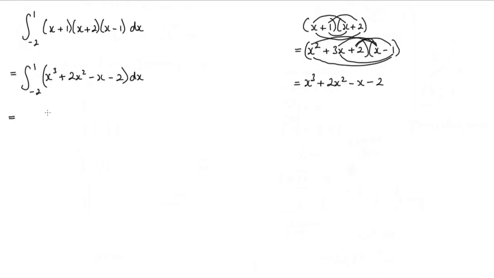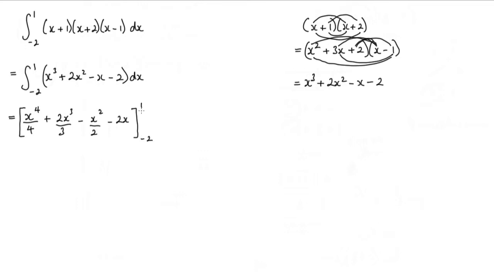So let's go ahead and do the integration. So x cubed integrated would give me x to the power 4 over 4. We'd then have 2x cubed over 3. We'd have minus x squared over 2, and then minus 2x. Pop in our brackets and add the limits.